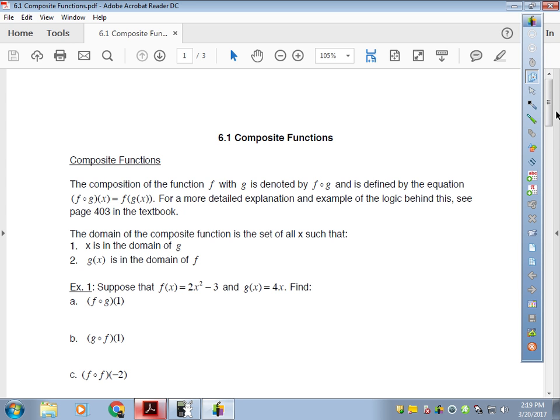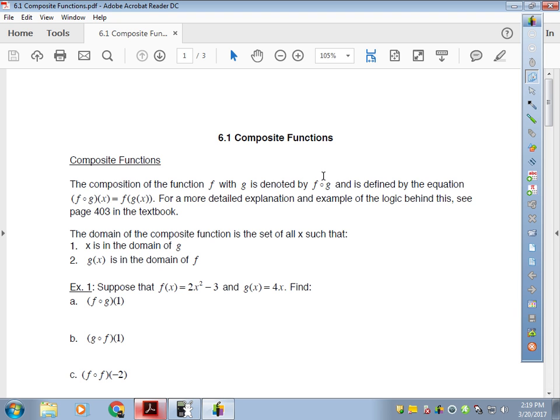So this is section 6.1, which is about composite functions. Composition is another operation that we can perform on functions. If you might remember from earlier in the semester, we learned about addition, subtraction, multiplication, and division of functions. But this is composition. We use a special symbol for composition. It's this little open circle. So this is f composed of g.